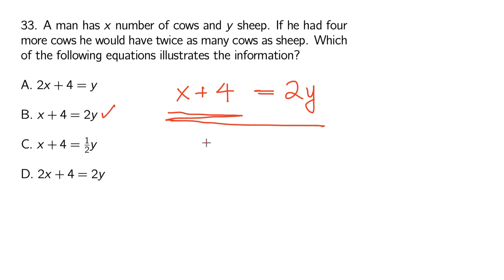So let me go over it. We begin with X cows and Y sheep, and then we're told that if he had 4 more cows, if you have X cows and you now have 4 more cows, that gives you X plus 4 cows.